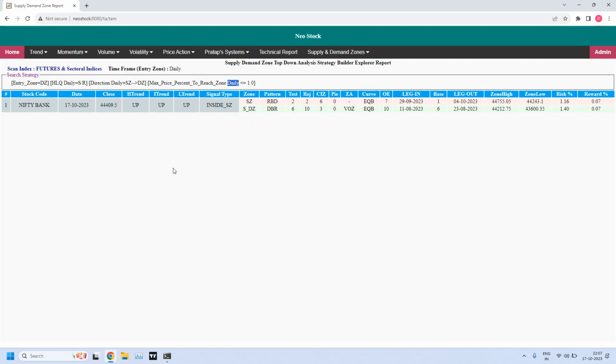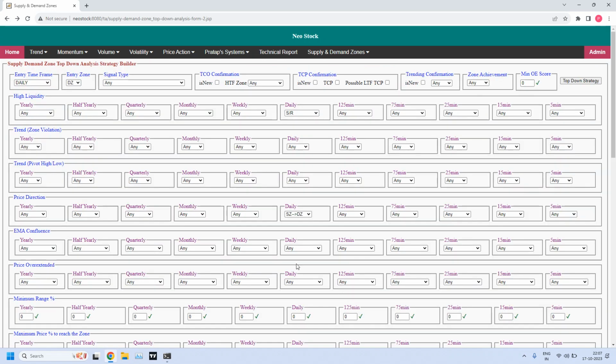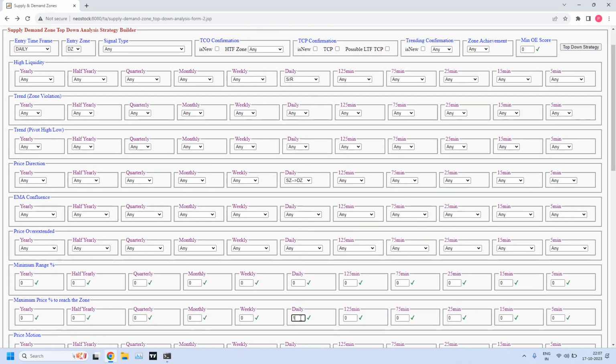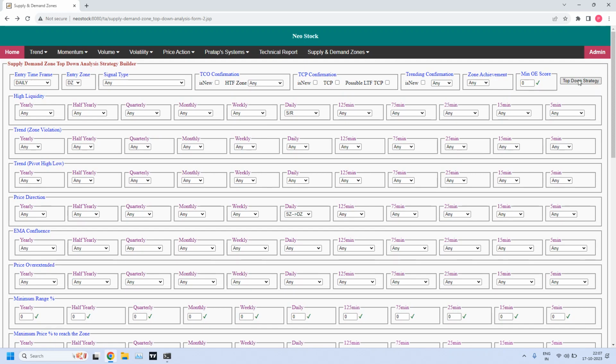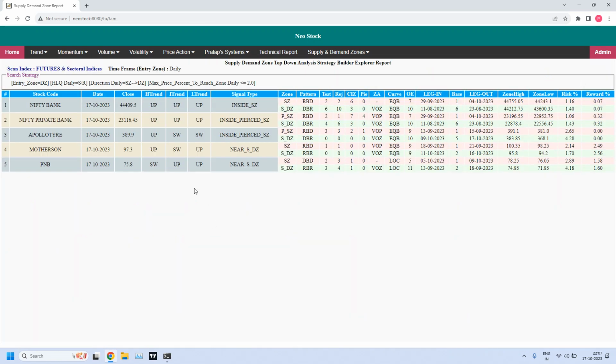Now, let me increase this percentage. Let me go back. Here, instead of 1, I am giving 2%. So, from my high liquidity zones, the stock should be within the 2% level. So, let me filter. Now, 4 high liquidity zones are listed. We have Nifty Bank, Nifty Private Bank, we have Apollo Tyres. Actually, this stock is not listed in our report.